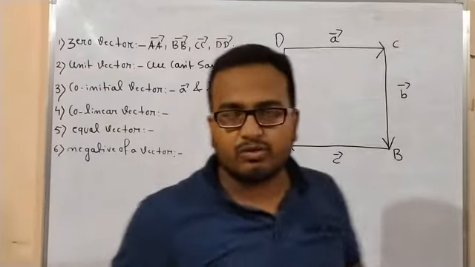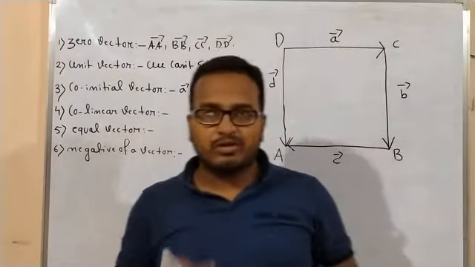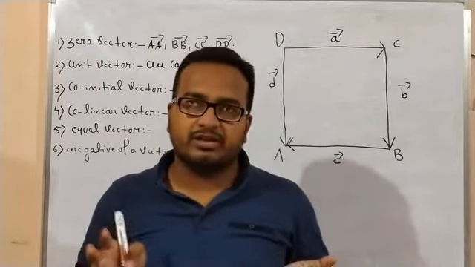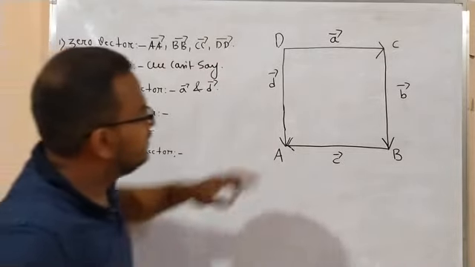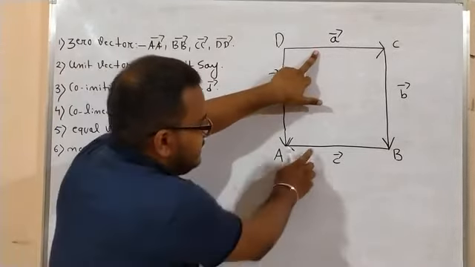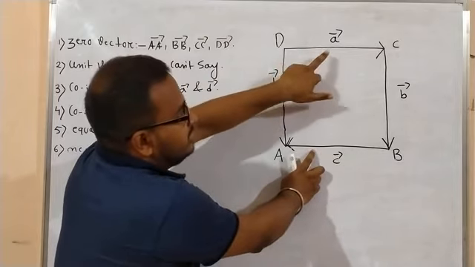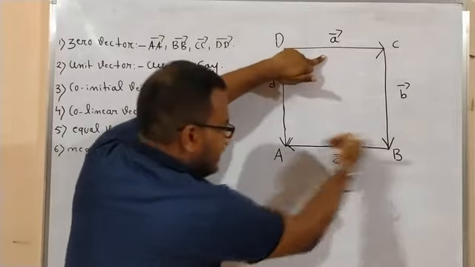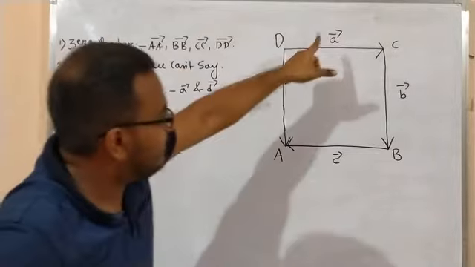Next, collinear vector. What is the collinear vector? Two vectors are said to be collinear if they have the same direction or opposite direction. This vector and this vector are collinear. These two vectors are parallel, but they have opposite direction because this vector is in this direction and this vector in this direction. So A vector and C vector.